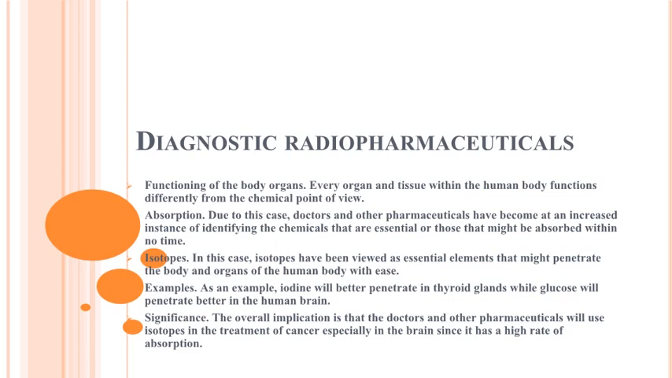In this case, isotopes have been viewed as essential elements that might penetrate the body and organs of the human body with ease. As an example, iodine will better penetrate in thyroid glands while glucose will penetrate better in the human brain. The overall implication is that doctors and pharmaceutical experts will use isotopes in the treatment of cancer, especially in the brain, since it has a high rate of absorption.